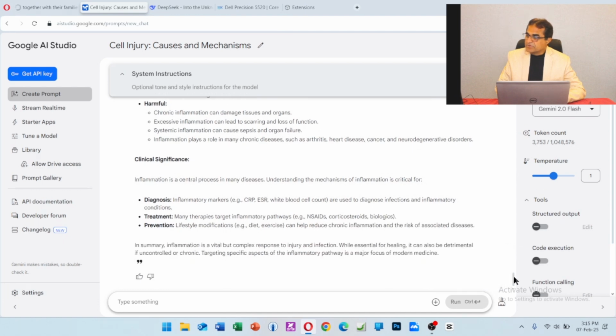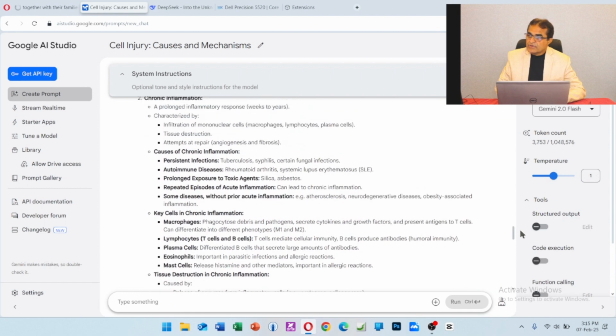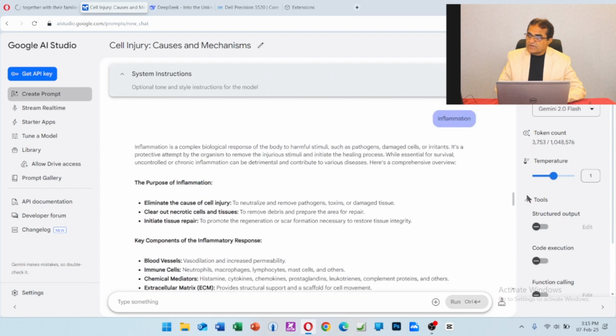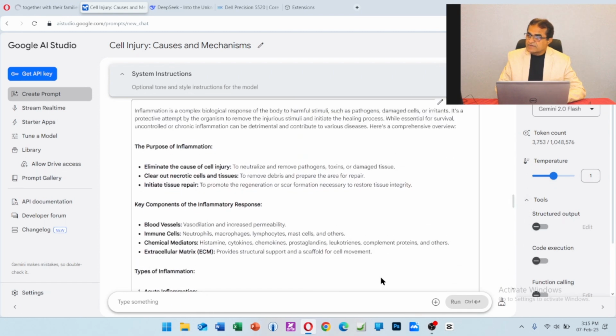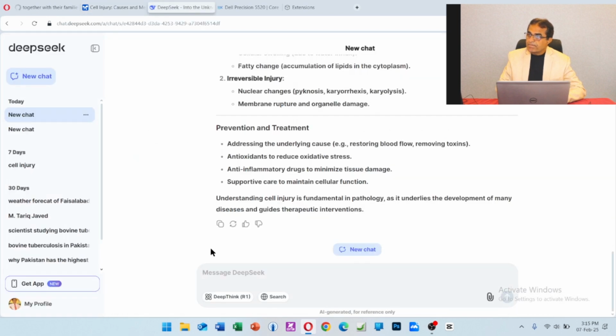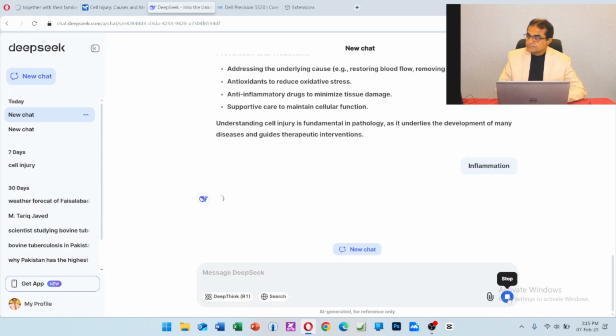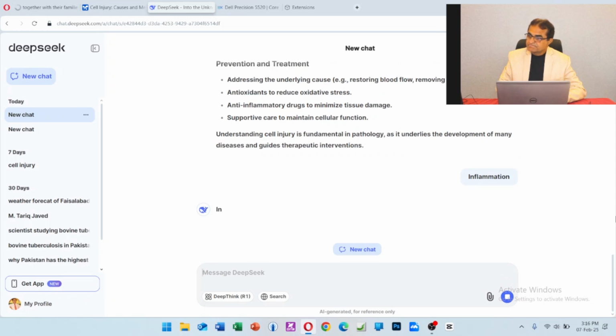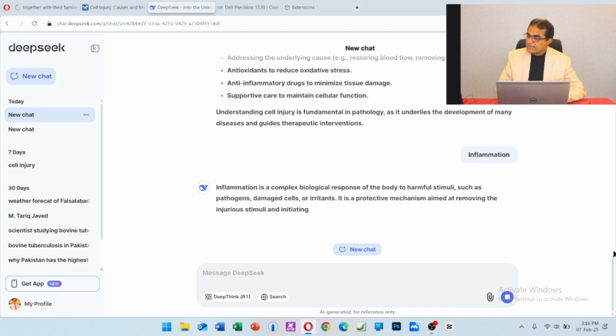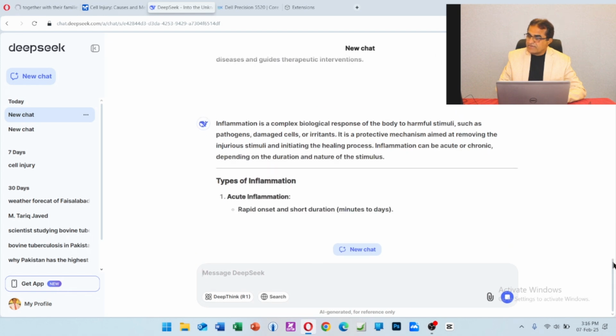Okay, so it has ended. Now let us compare the information about inflammation, what we get in DeepSeek about inflammation. So it takes some time on the same internet for gathering the information. Now it has started writing.